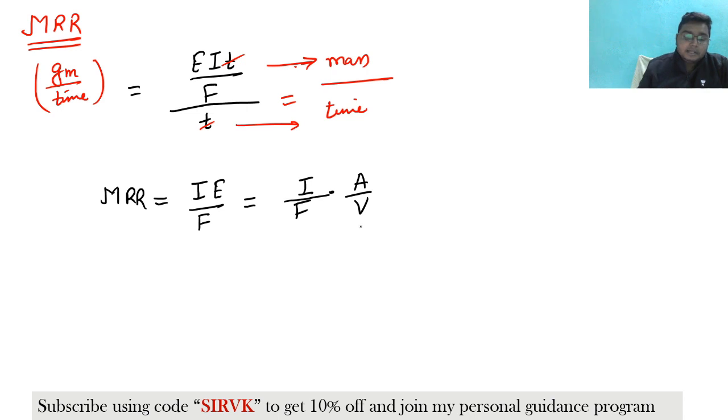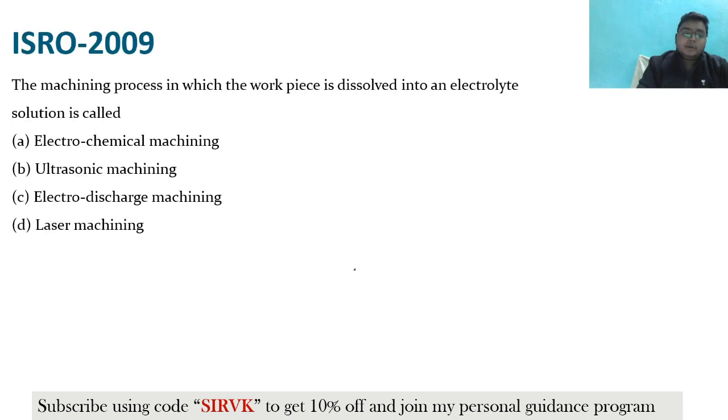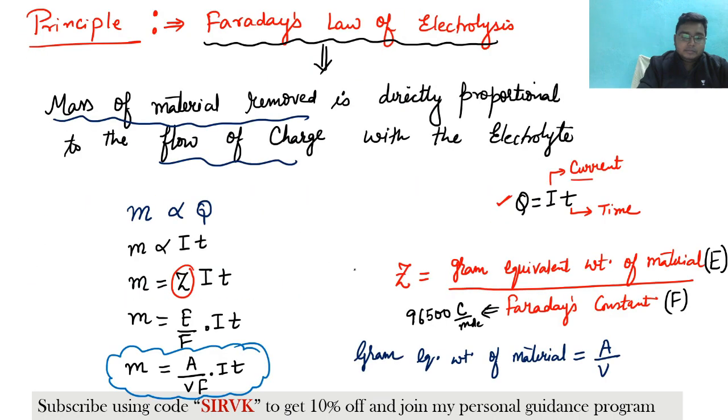This is the MRR that we have got. And what is its unit? So I can write here that MRR is nothing but IA by FV. The unit is gram per second. Fine, gram per second. Now there is a problem.